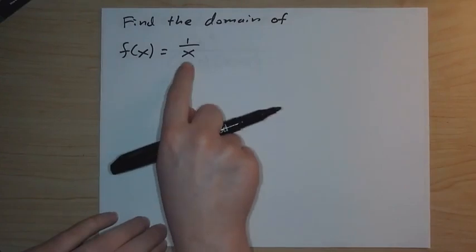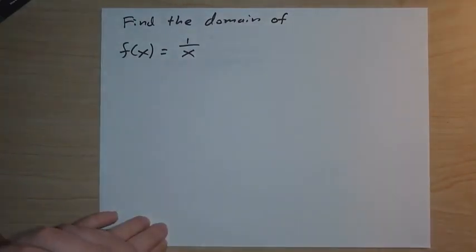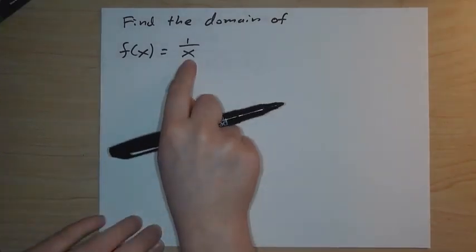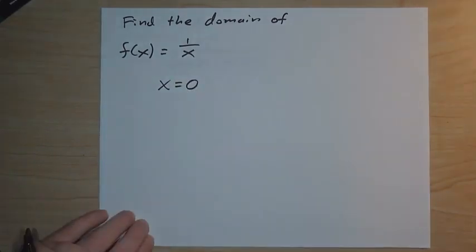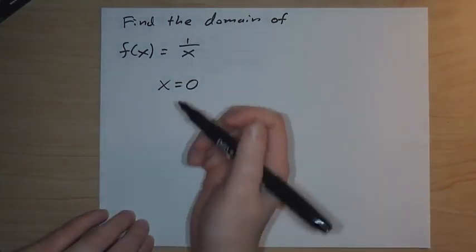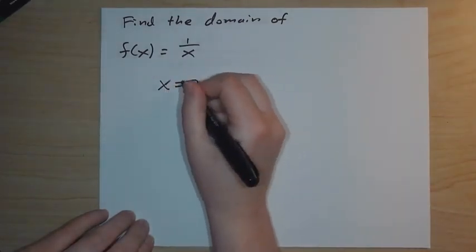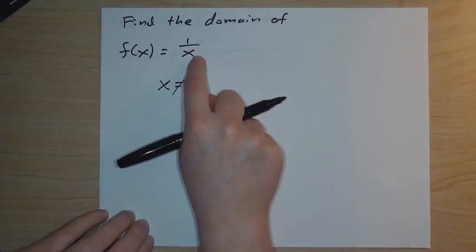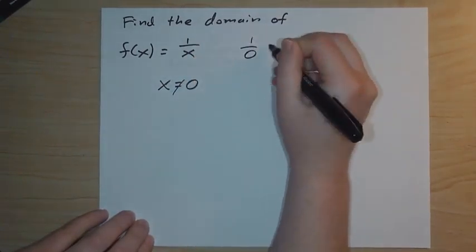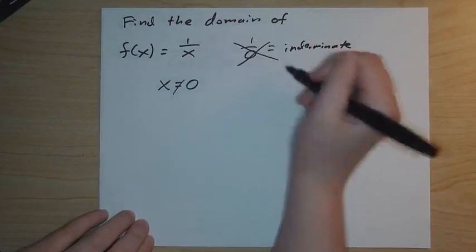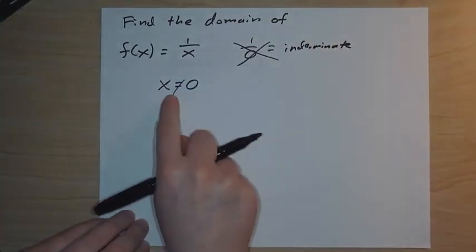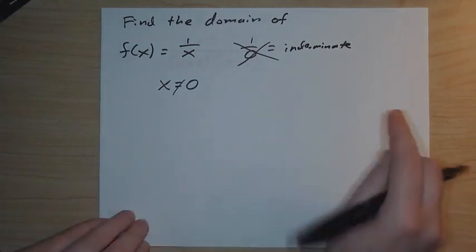So essentially, to find wherever x can be, we have to find out what x can't be. And we can't divide by 0. So we're going to set the denominator equal to 0. If we set x equal to 0, then we found out that x cannot be 0, because if x was 0 here, it'd be 1 over 0, which is indeterminate. We don't know what that means. So x can be anything except 0.